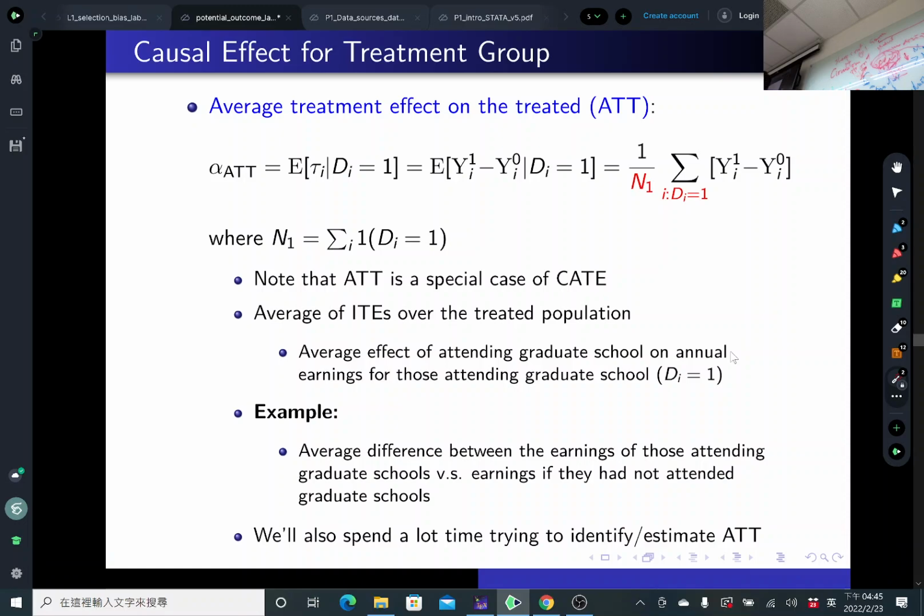So it's also very simple. You basically just care about those who get the treatment, the treatment group. You just want to know for the treatment group what's their annual earning if they attend grade school, and what's their annual earning on average if they do not go to grade school, and compare the difference. Average difference. And we will spend a lot of time to let you know how to use causal inference methods to estimate the ATT, because typically policymakers or researchers might want to understand this treatment effect.